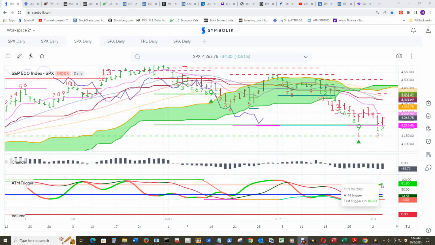And the fast trigger up went above the overbought line here. However, the slow trigger up has no indication whatsoever of bumping up above its oversold line. So let's see what happens with the fast trigger if there's a rollover to the downside. However, if the slow trigger can make it above this 25 line, then we could consider it an indication of some pretty good upside to come.